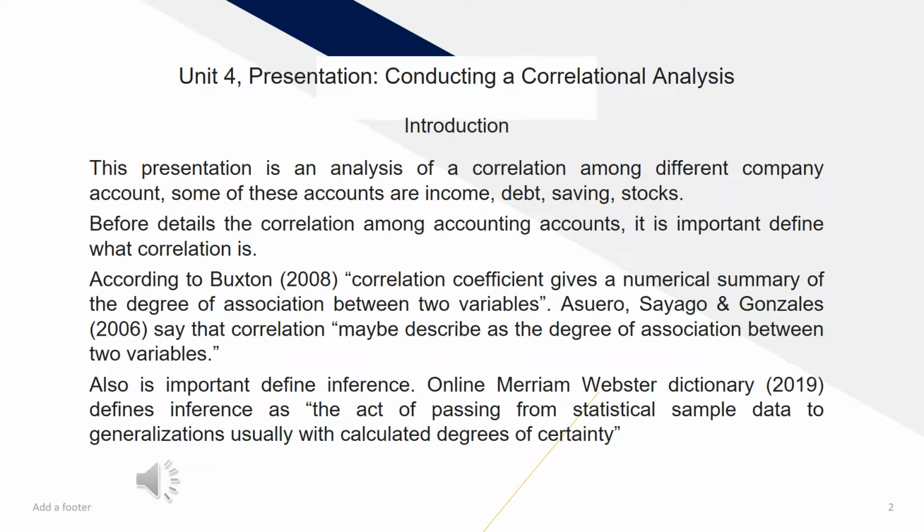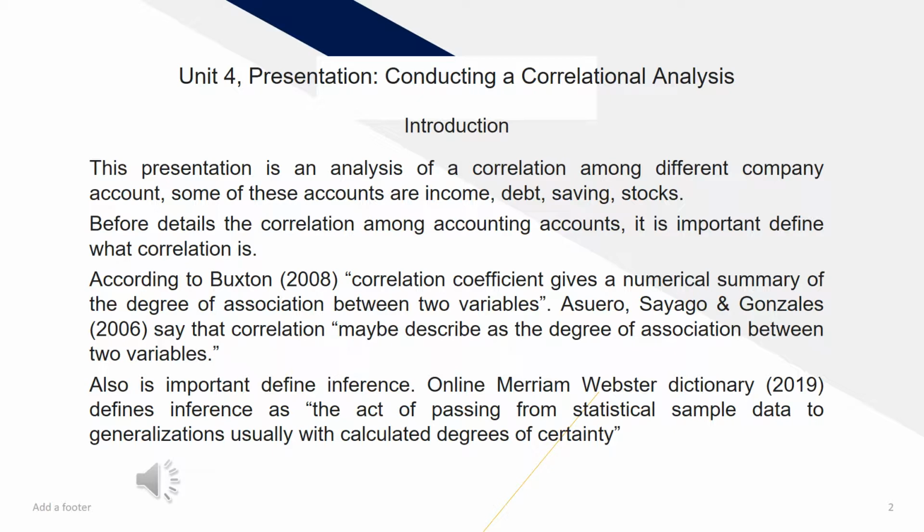Introduction. This presentation is an analysis of a correlation among different company accounts. Some of these accounts are income, debt, savings, stocks, etc. Before detailing the correlation among accounting accounts, it's important to define what correlation is. According to Buxton 2008, a correlation coefficient gives a numerical summary of the degree of association between two variables. As well, Sayaga and Gonzalez 2006 say the correlation may be described as the degree of association between two variables.